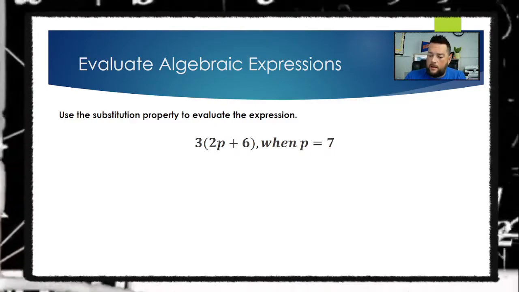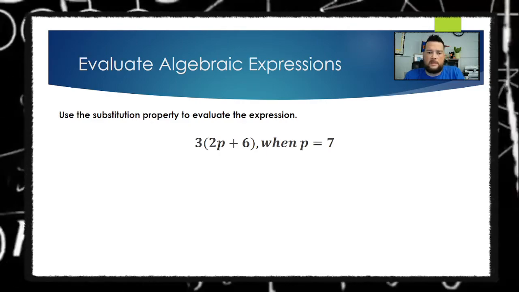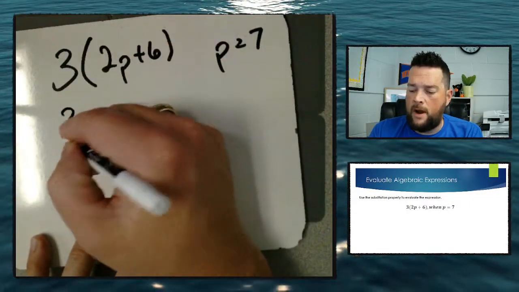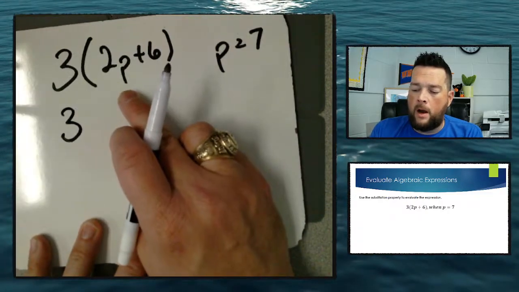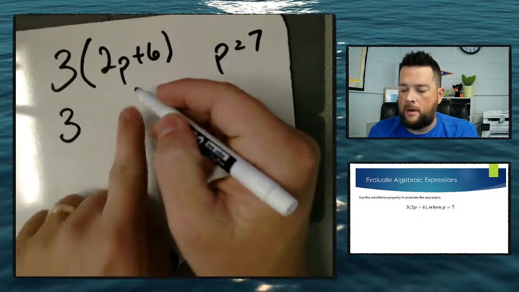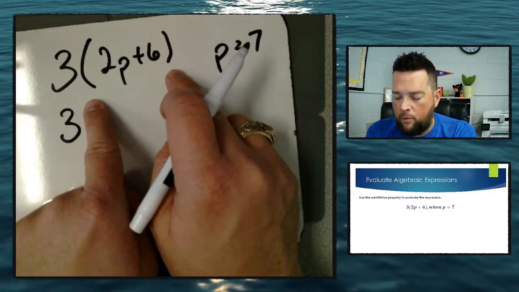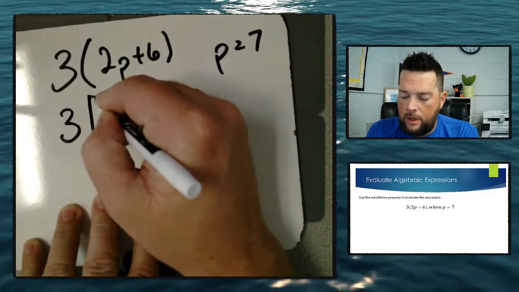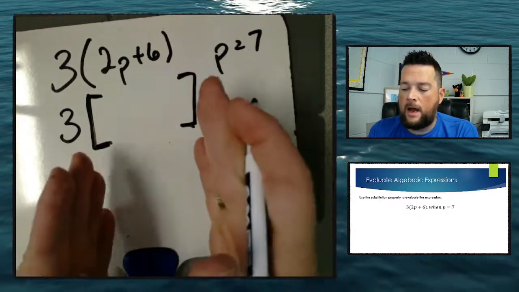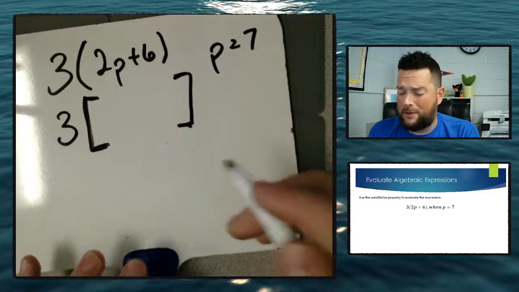So we've got 3 times [2p plus 6], and we know that p equals 7. All right, so again, what we're going to do is carry this on down. We're going to rewrite this. Now, I know I'm going to substitute p. I'm going to put parentheses around it when substituting for p. Since I don't want parentheses stacked next to other parentheses, I'm going to substitute brackets for the parentheses on the outside right there, so I can distinguish between the different groupings, all right?